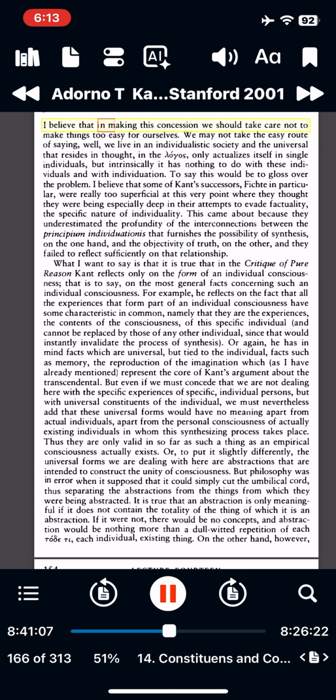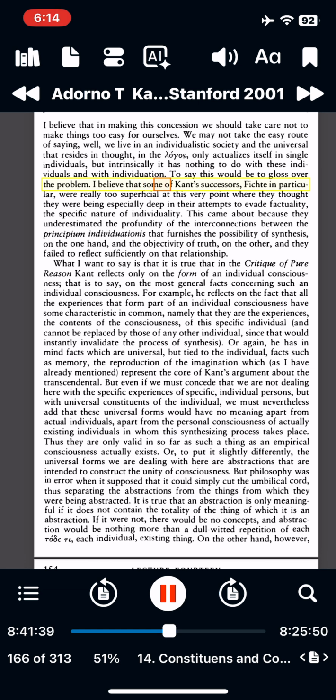But I believe that in making this concession we should take care not to make things too easy for ourselves. We may not take the easy route of saying, well, we live in an individualistic society and the universal that resides in thought, in the "it", only actualizes itself in single individuals, but intrinsically it has nothing to do with these individuals and with individuation. To say this would be to gloss over the problem.